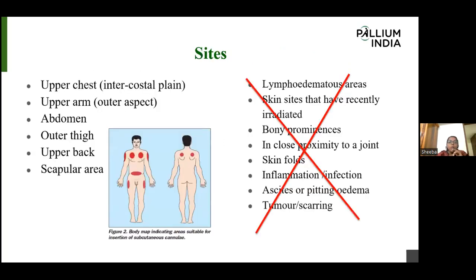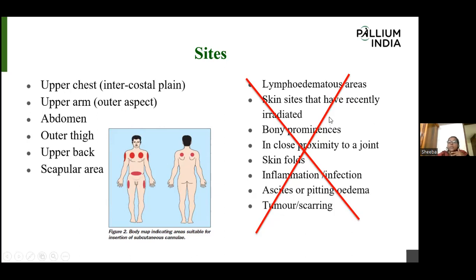These are the common sites: upper chest, like the intercostal plain area, the outer aspect of the upper arm, abdomen, outer thigh, upper back, and scapular area. These are the common sites which we are using for subcutaneous infusion. Do not use a lymphedema site. If the patient has lymphedema, you don't choose that area.